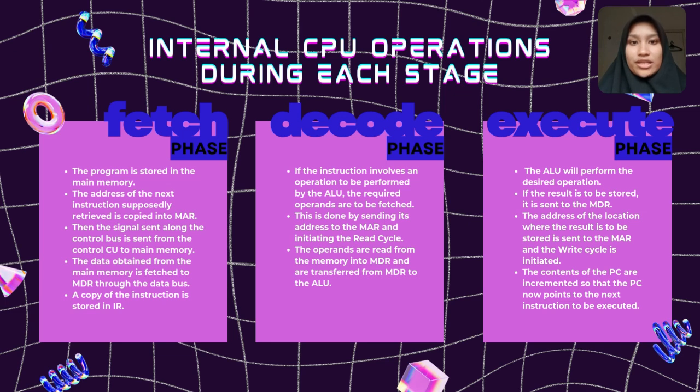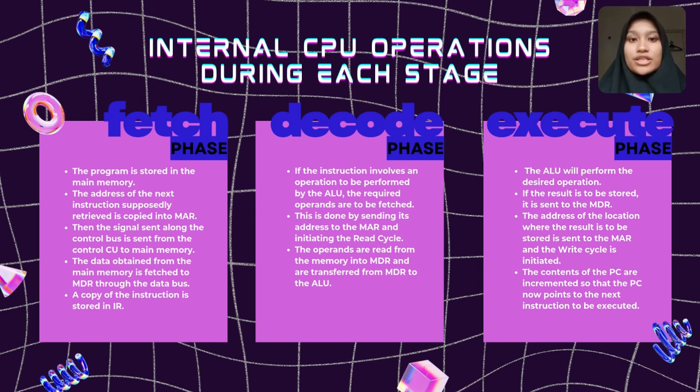During the decode phase, if the instruction involves an operation to be performed by the ALU, the required operands are fetched. This is done by sending their address to the MAR and initiating the read cycle. Finally, the operands are read from memory into the MDR and transferred from the MDR to the ALU.